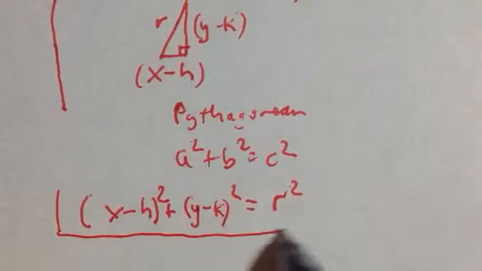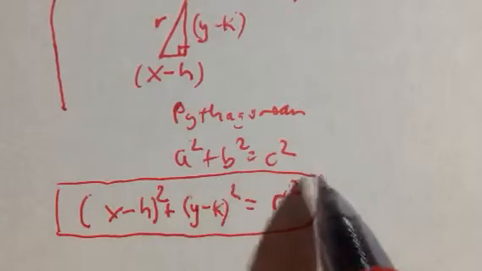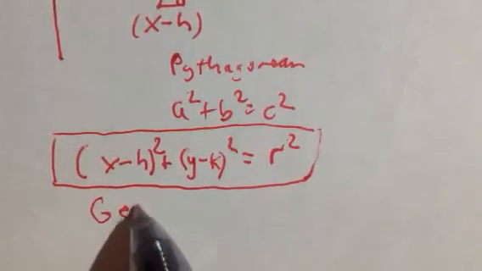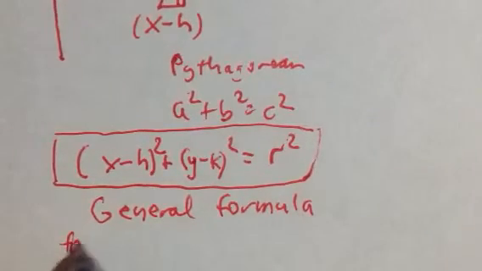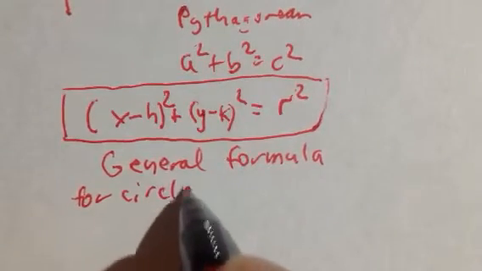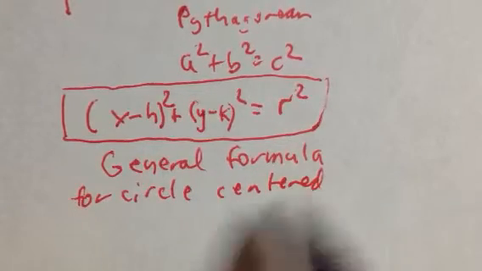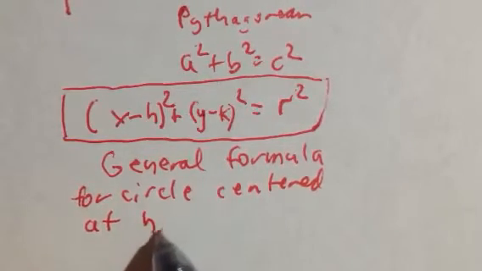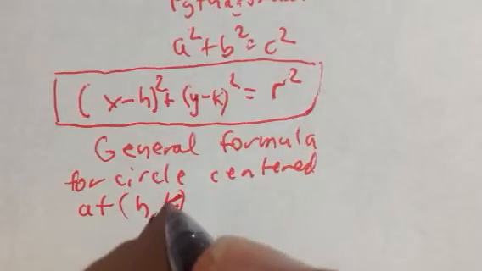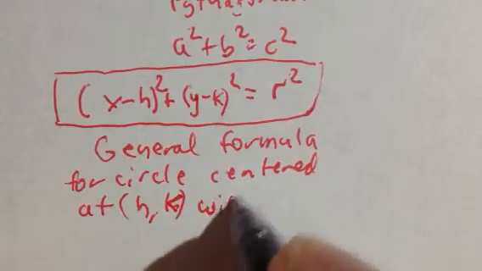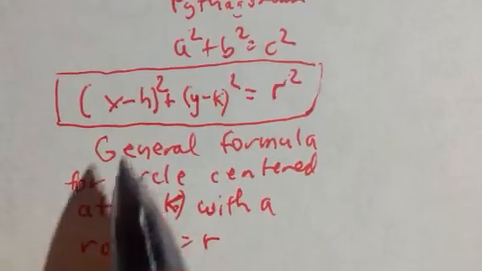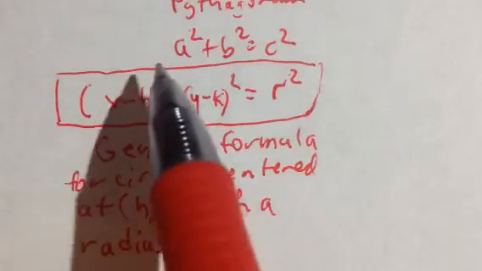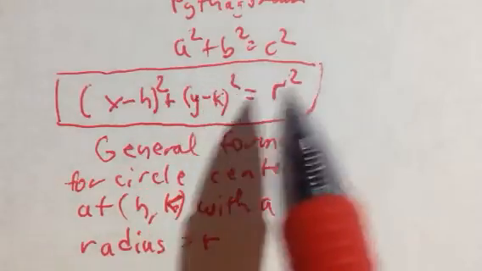This is the general formula for a circle centered at (h, k) with a radius equal to r. Again, it's (x minus h) all squared plus (y minus k) all squared equals r squared.